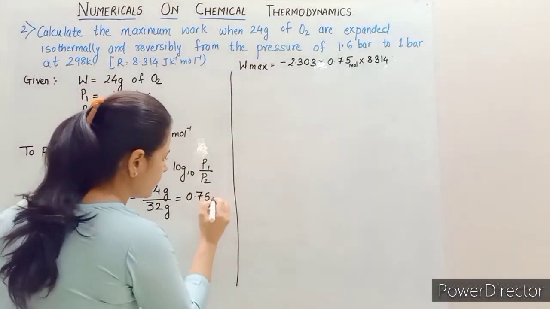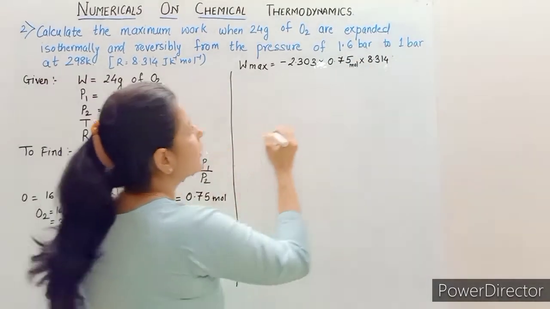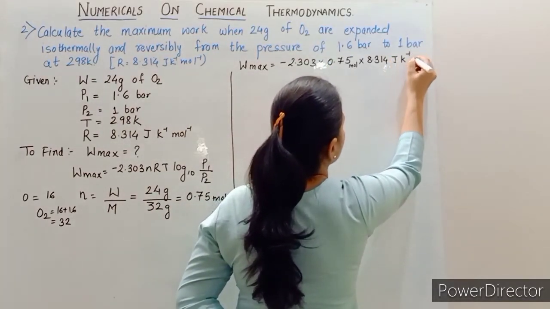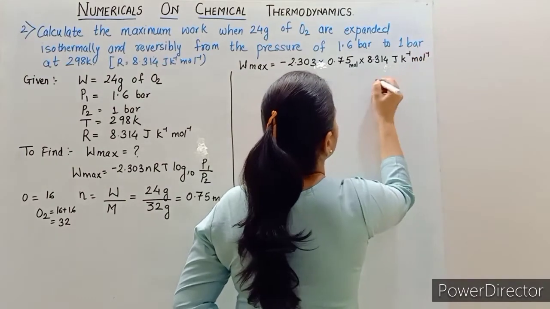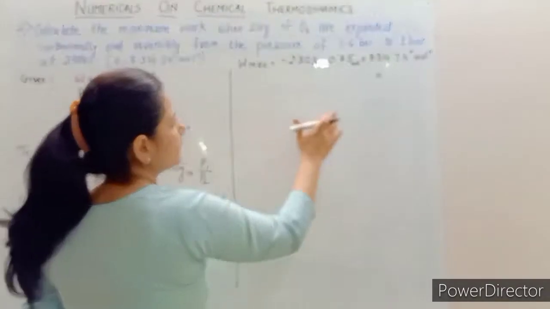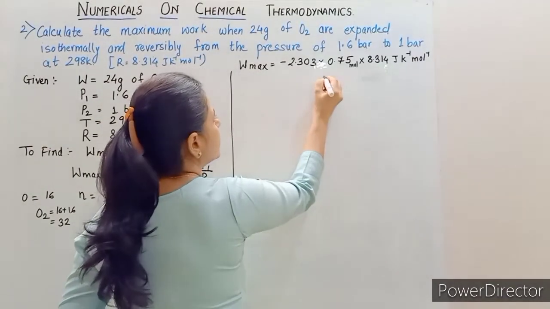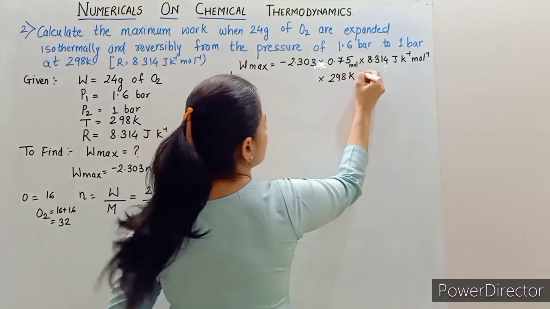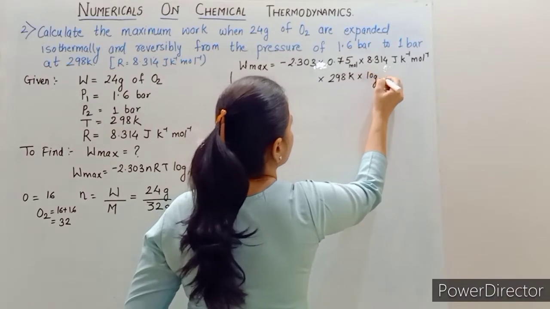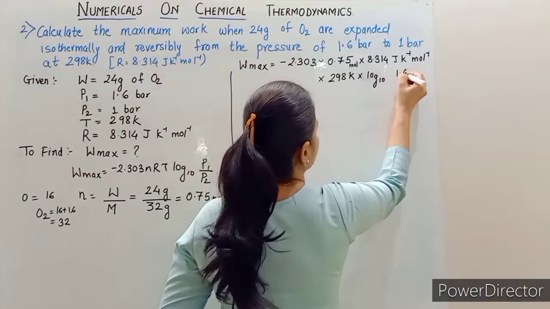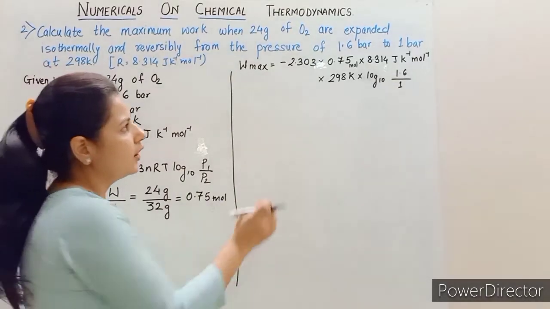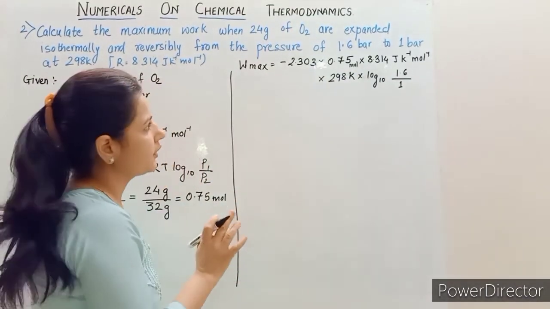This gram will get cancelled and we'll write it as mole, mole into 8.314 joule per Kelvin per mole into T. Let me write it over here. Into T is 298 Kelvin into log to the base 10 of P1, that is 1.6 upon 1. Okay, so we have to just calculate it out.